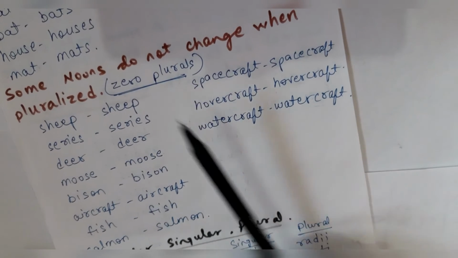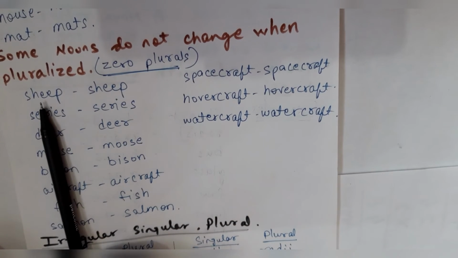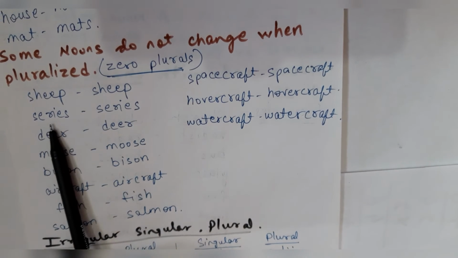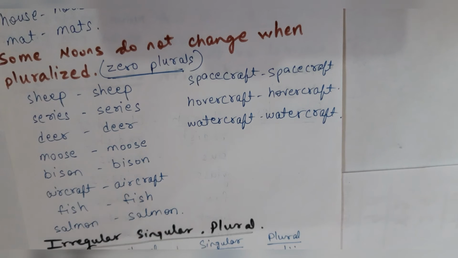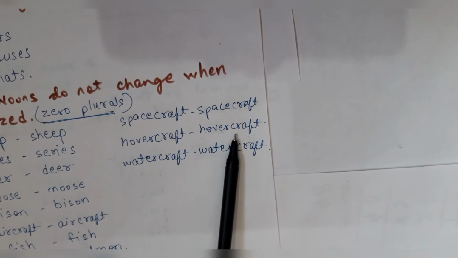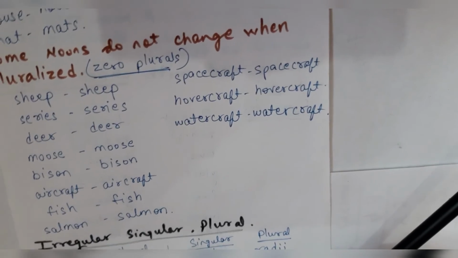Now, some nouns do not change when they are pluralized. When they become plural, they remain as they are. They are called zero plurals. Like sheep, sheep. If one sheep is there, we say sheep. If there are two or five sheep, we still do not say sheeps. We say sheep. Series, series. One deer, five deer, not deers. Moose, moose. Bison, bison. Aircraft, aircraft. Fish is also fish. If there are 10 fish, we do not say fishes, only fish. Salmon, salmon. Spacecraft, spacecraft. Hovercraft, hovercraft. Watercraft, watercraft. So these words will not change even if they become plural.